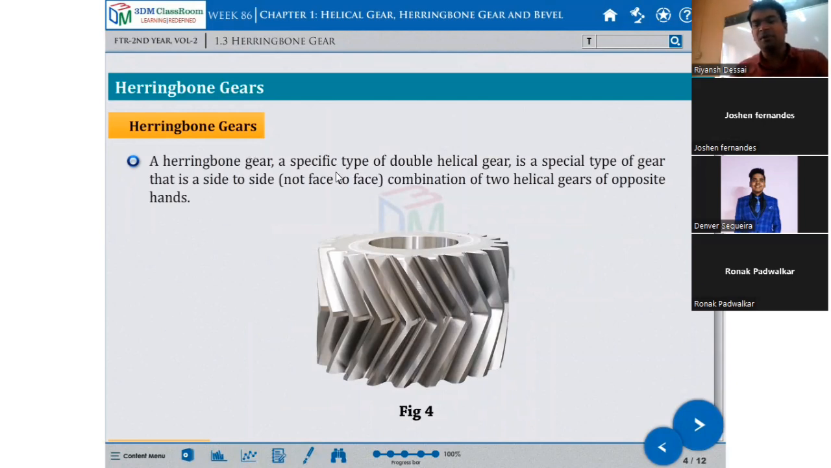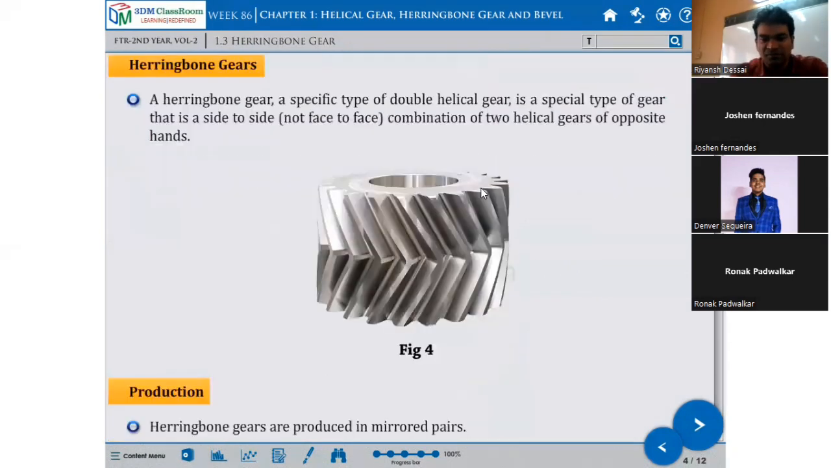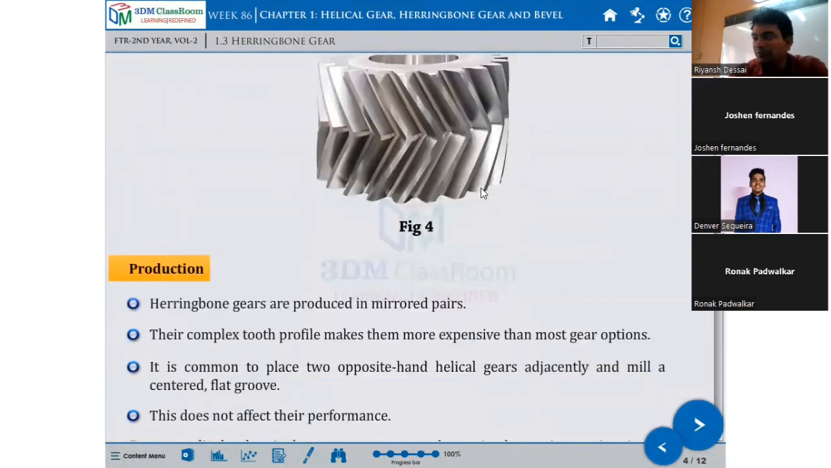Double helical gears are a special type of gear that is side to side, not face to face. A combination of two helical gears of opposite hands. So here actually what happens is there is a combination of two helical gears. One is like this, another gear like that, together. It's a combination of two helical gears of opposite hands. Production: where herringbones are used and everything.